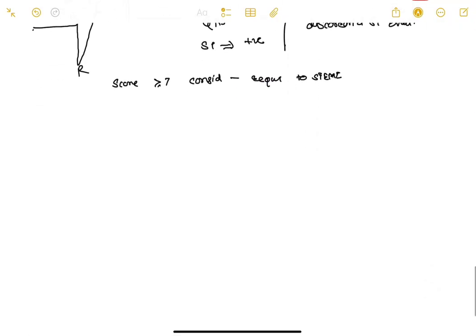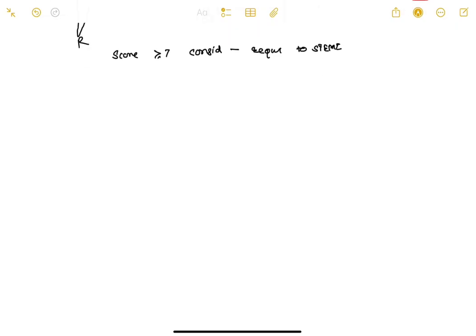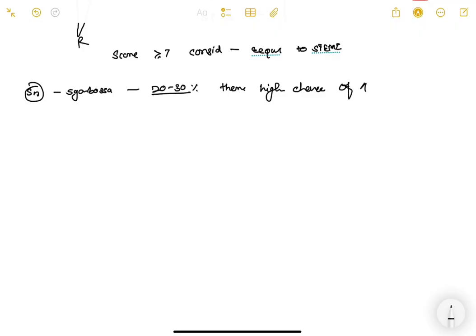So what used to happen is that many patients coming with chest pain with new onset LBBB were missed with ACS. So the sensitivity for this Garbosa criteria was only 20 to 30%. That means there were high chances of ACS being missed.